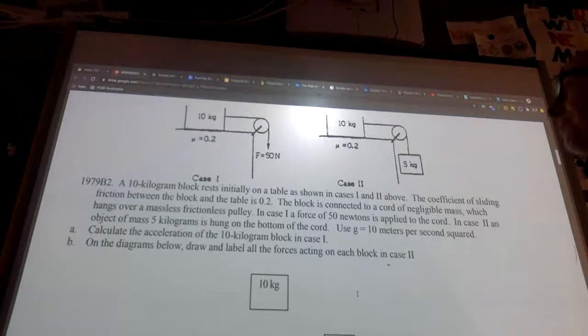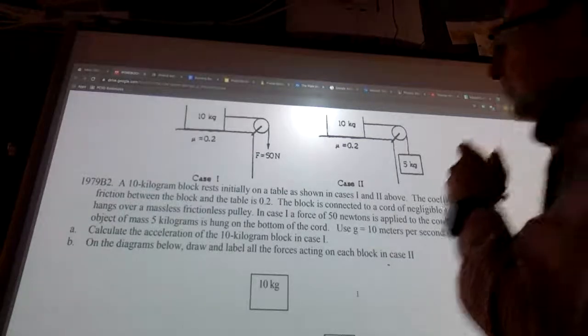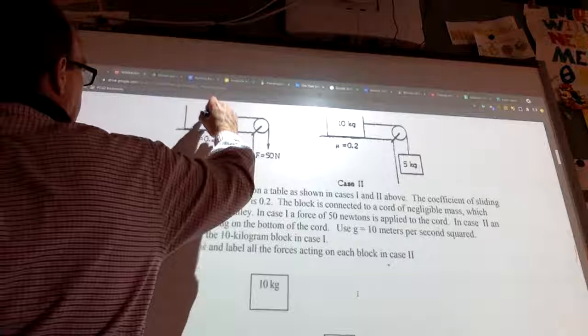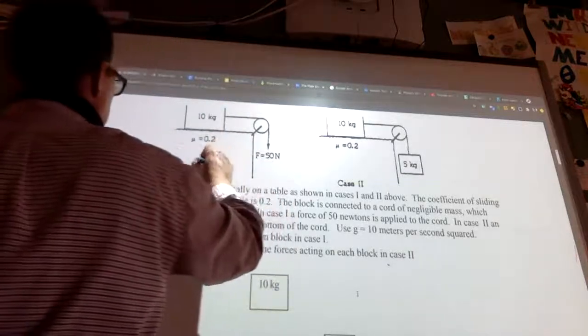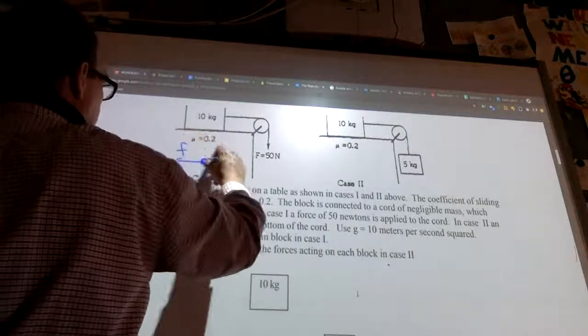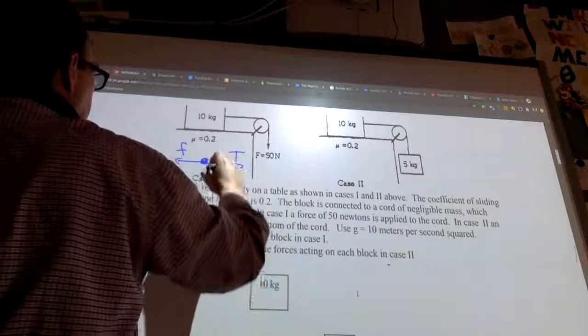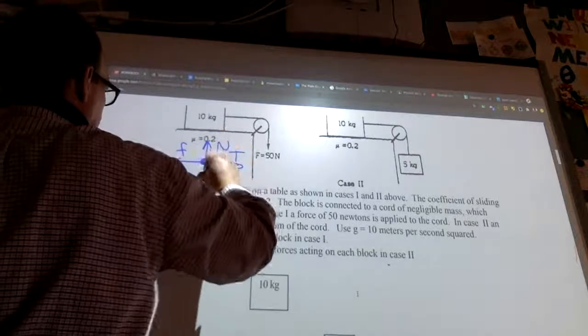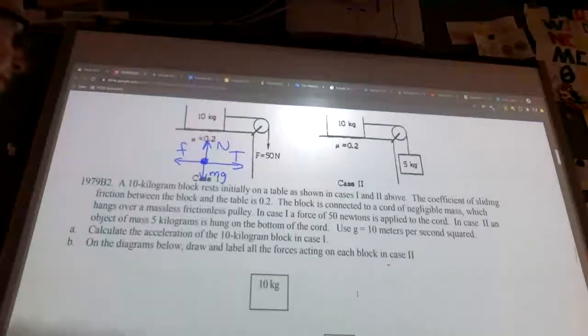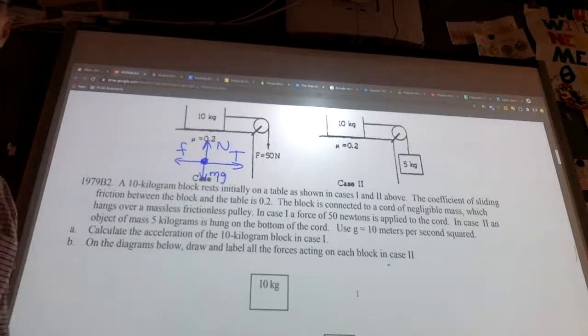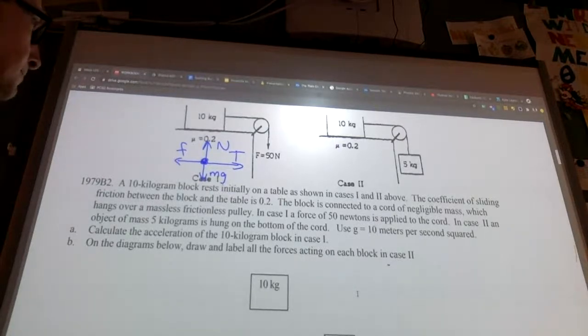So case one, calculate the acceleration of the 10 kilogram block in case one. So the forces on the 10 kilogram block: it's going to have friction going that way, tension going this way, normal going that way, and weight going down. And I'm going to say that this is probably longer than that because I would assume that it's accelerating to the right and not to the left.